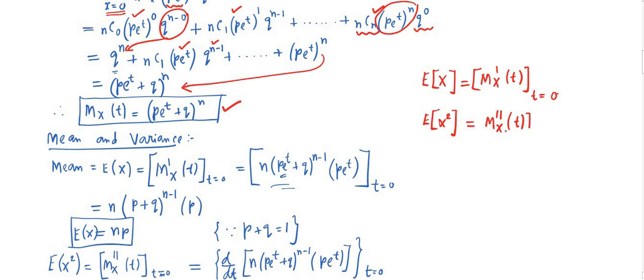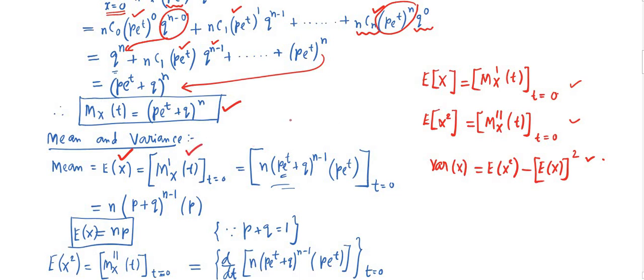Mx double dash of t at t equal to 0. Then how to determine variance? We know that variance of x is equal to E of x square minus E of x whole square. So using these three formulas, we are going to determine mean and variance. First, to determine mean, we know E of x is equal to Mx dash of t at t equal to 0. Here is Mx of t, differentiate it once.